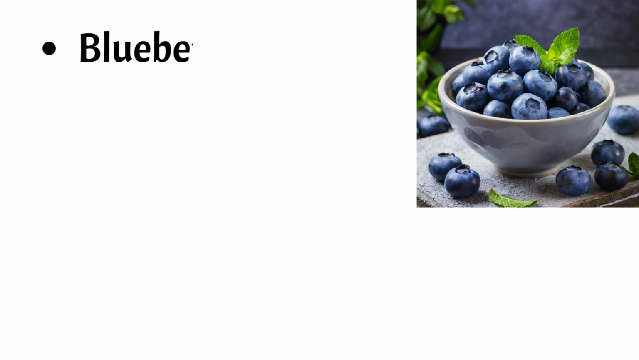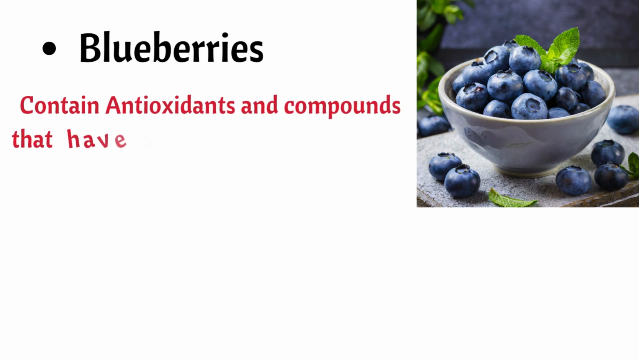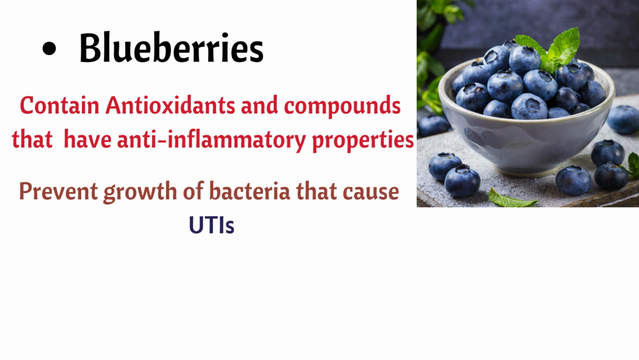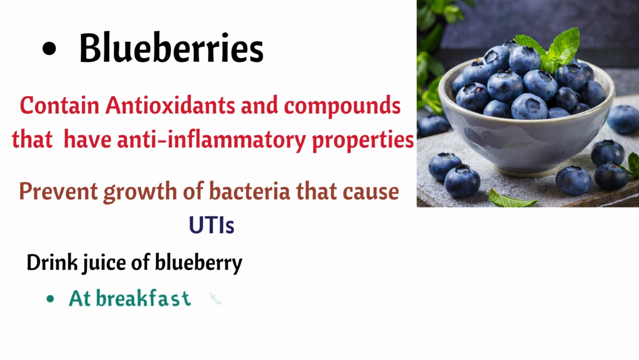Next is blueberries. Blueberries contain antioxidants and compounds that might have anti-inflammatory properties, which could be beneficial to prevent growth of bacteria that cause UTIs. Drink juice of blueberry at your breakfast. It's a best way to prevent infection.